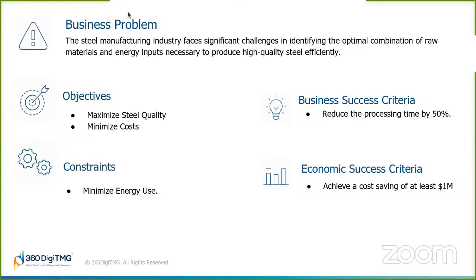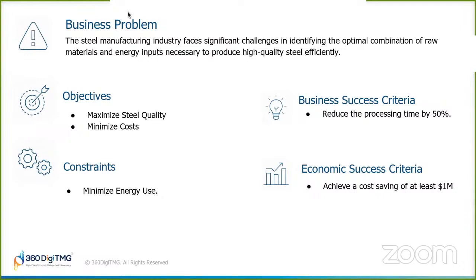And we have multiple objectives to achieve over here. One of them is to maximize the steel quality. So we should not compromise on the quality of steel. The steel grade should be as perfect as possible. And also we have to have minimum cost in the manufacturing process. So we have the objectives of maximizing the steel quality and minimizing the cost. Along with that, we also have to focus on minimizing the energy usage. So our constraint over here is to minimize the energy consumption, the energy usage.